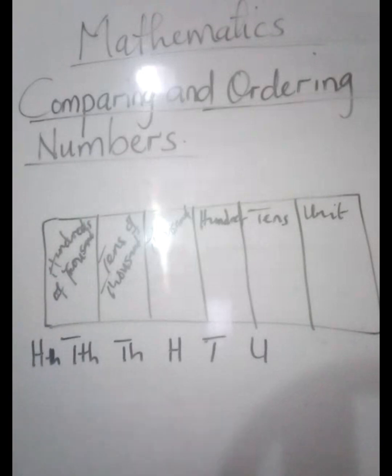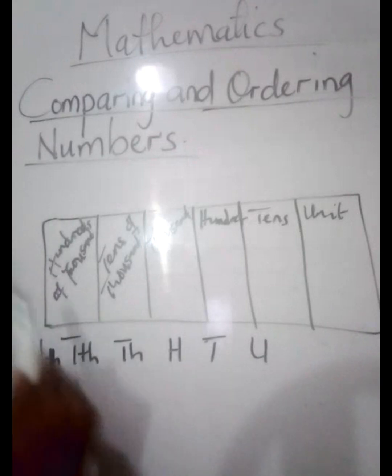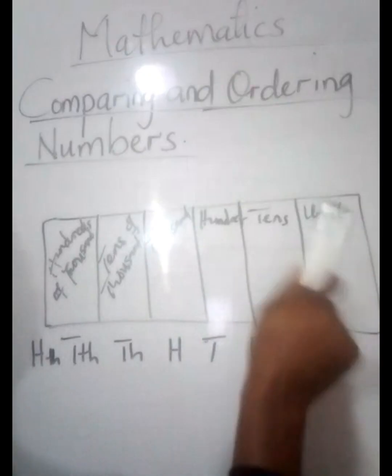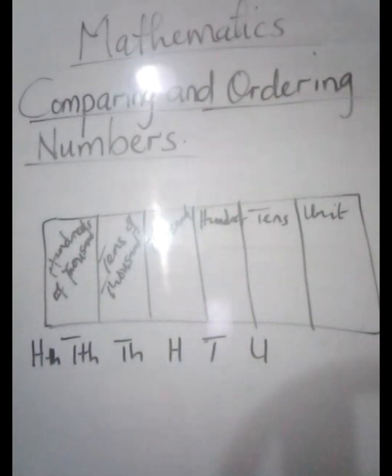Okay, and even in ordinary numbers, you are either ordering from the smallest to the biggest, or you are arranging from the biggest to the smallest. So whichever the case is, you always need a deep understanding and application of your place value to be able to determine the size or the value of a number, or the value of numbers, in order to be able to compare and order them.